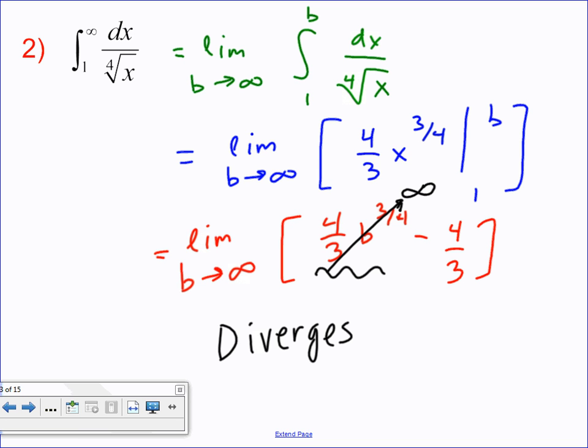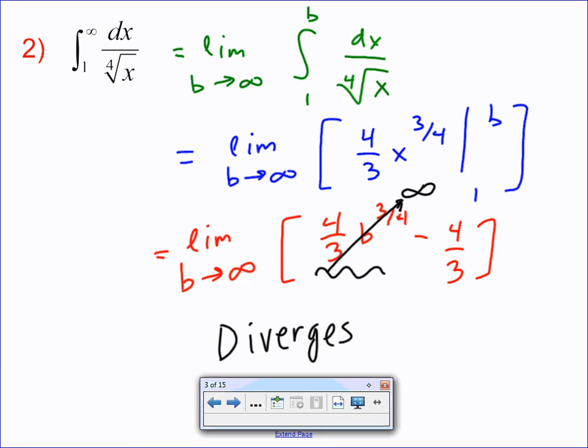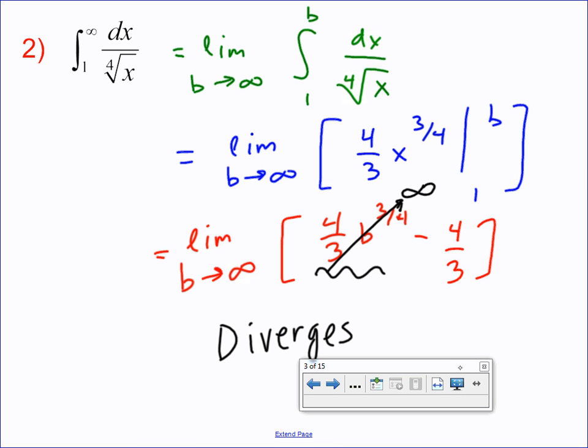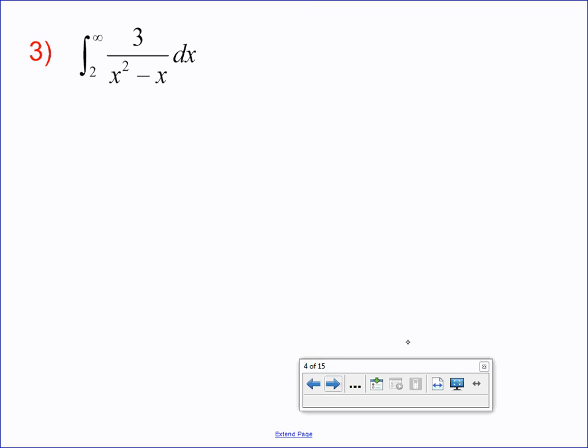Considering the original graph, we could have seen that. The 4th root of x is going to continue to accumulate area as you go farther and farther to the right. So this diverges. Awesome. What questions do you guys have about number 2? Then I need to know who found that. Who already found that it diverged? Did you find that on your own? That's good news. All right, so we have to be on the lookout for that on our test as well.